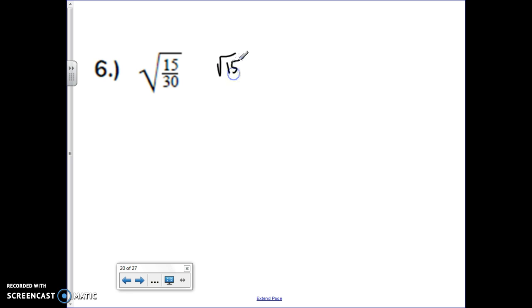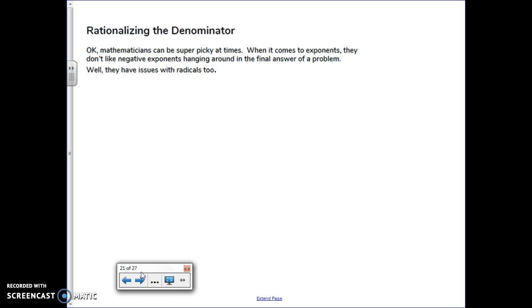Now let's look at this one. I'm taking the square root of 15 over the square root of 30. And the issue that I run into is 15 is not a perfect square. Square root of 15 is a little bit less than 4. And the square root of 30 is between 5 and 6. So I can't do anything like that because I cannot have any irrational numbers in my denominator.